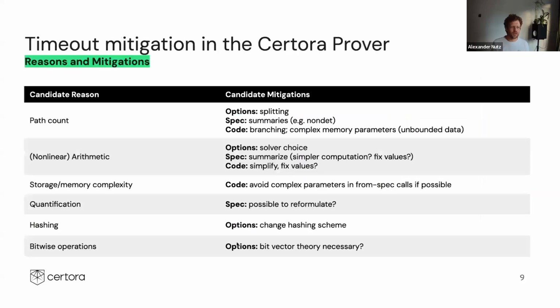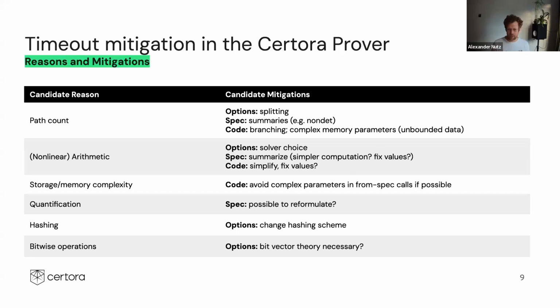Now, we can match these with mitigations. Again, this table is just to give you an idea. This is work in progress, and we will have a documentation page matching these better and giving many more ways. But what I'm trying to say here is that there is a rough matching between candidate reasons and mitigation strategies. So if path count is heavy, then we can talk about splitting options. I'll show an example later.